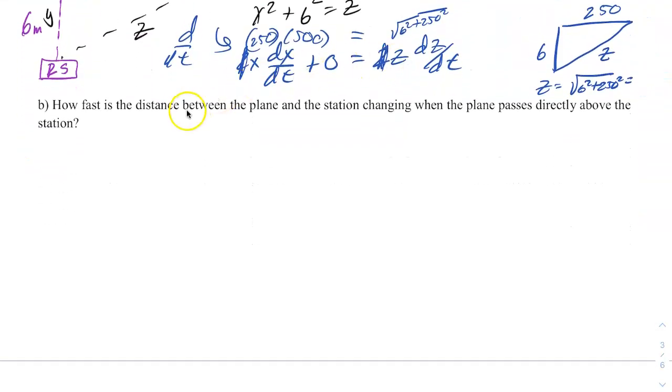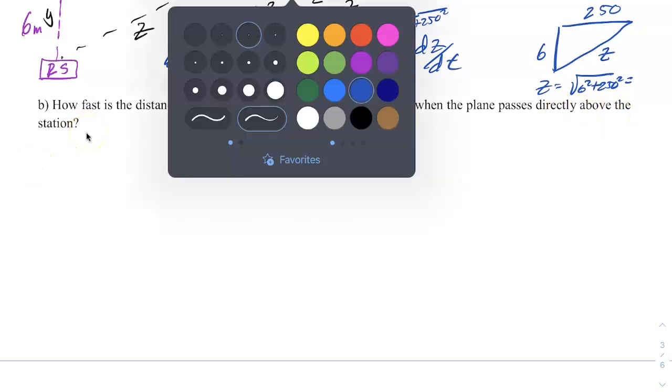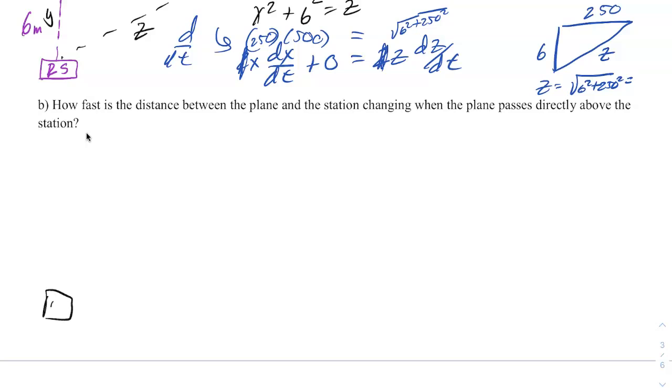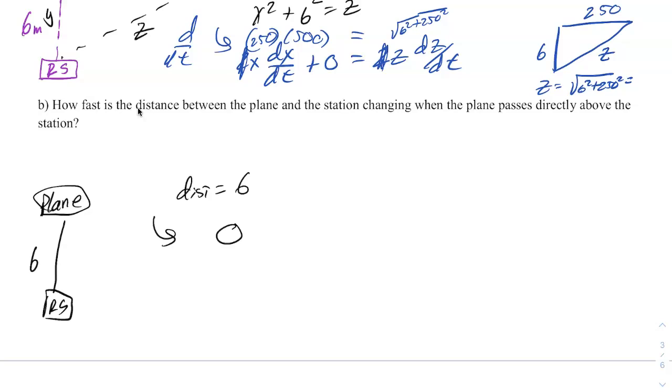Next one. How fast is the distance between the plane and the station changing when the plane passes directly above the station? So we have our radio station, we have our plane. This is 6 because we knew that from the beginning. Well, the distance is 6, right? That's our distance. And it says how fast? Well, how do you figure how fast it is? Take the derivative. What's the derivative of a constant? 0. So it's 0.